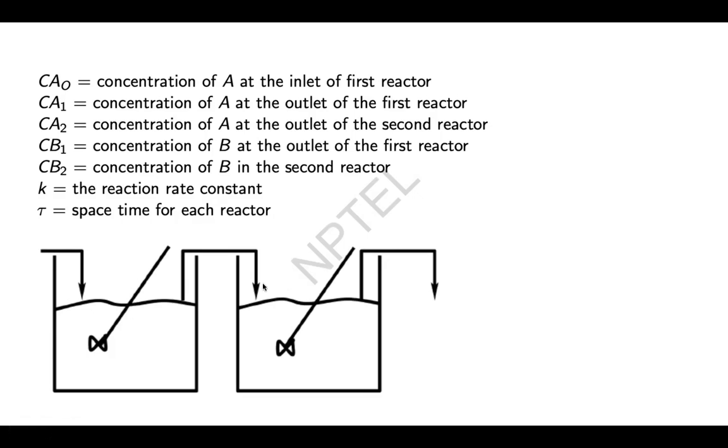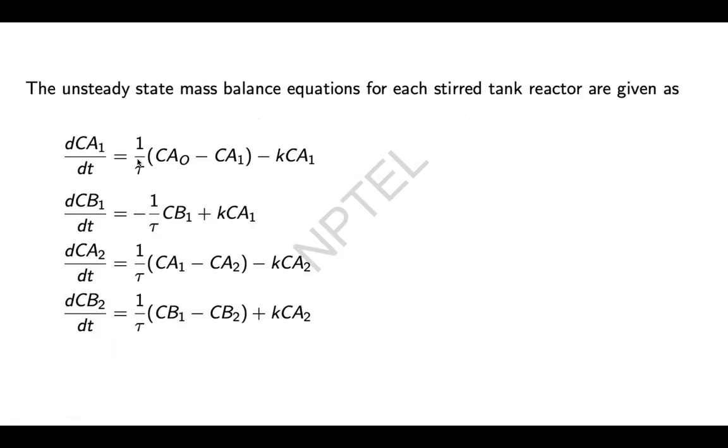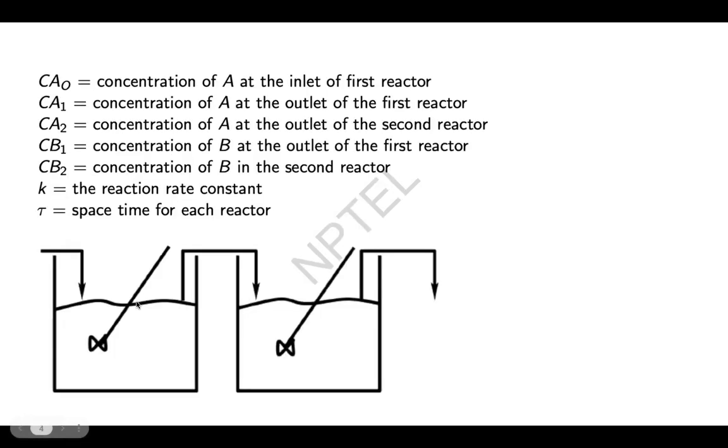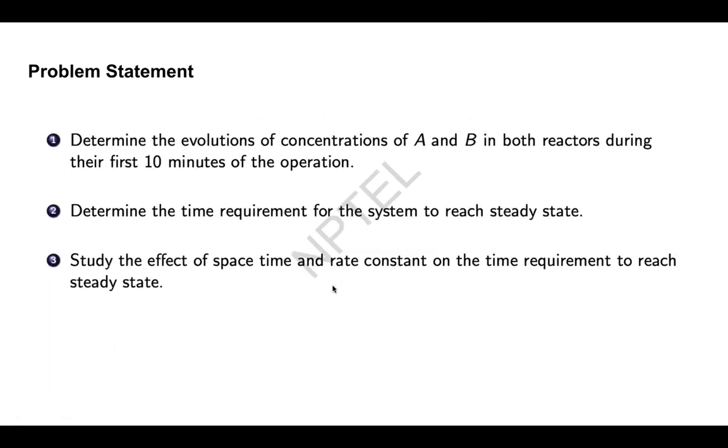So both the taus here. Right now we are considering both the reactors to have the same space time, so that is why we are using a single tau. Everywhere you are using a single tau. It's not tau 1, tau 2. There is only one single space time for both the reactors.